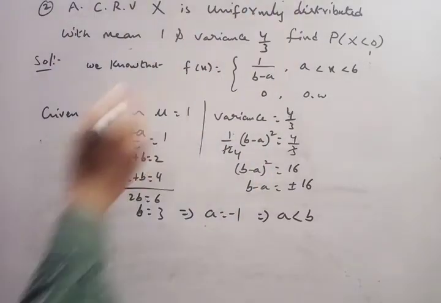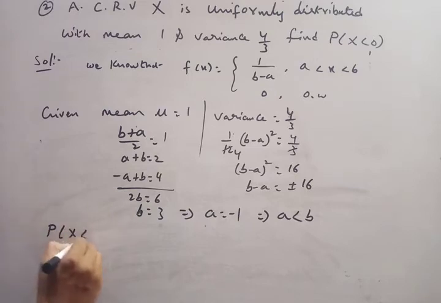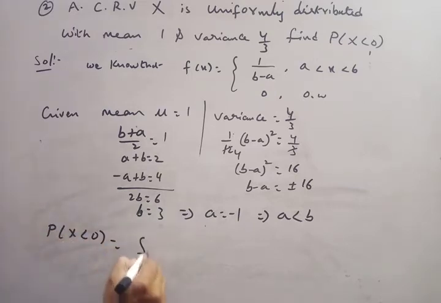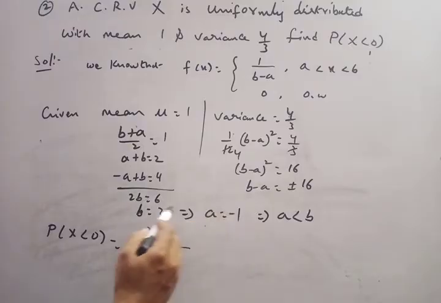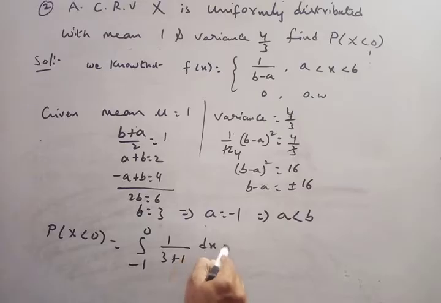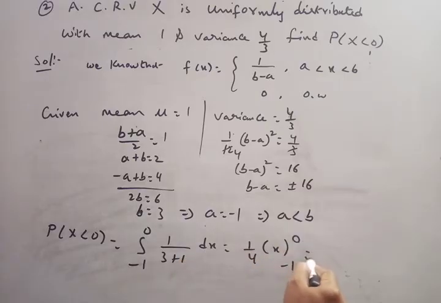So what we have to find here? Same, P of x less than 0 we have to find. Therefore this is equal to the integral from minus 1 to 0 of 1 by (b minus a), what is b here, 3 minus of minus 1, that is 4, into dx. So 1 by 4 integration of dx is x, limits are minus 1 to 0. Substitute upper limit 0, lower limit minus of minus 1, plus 1, I get 1 by 4.